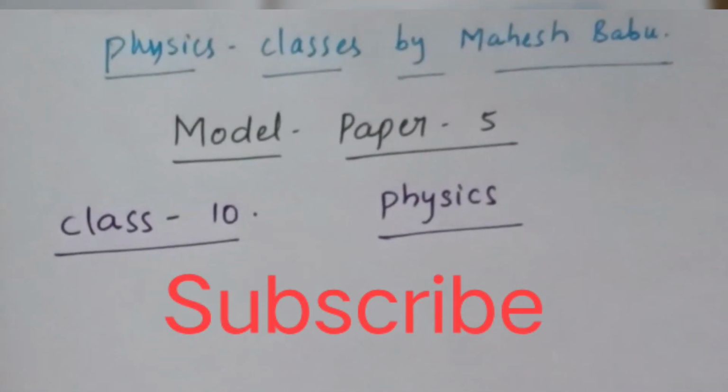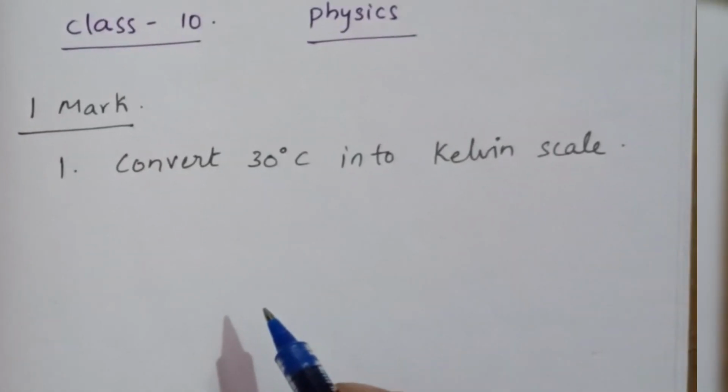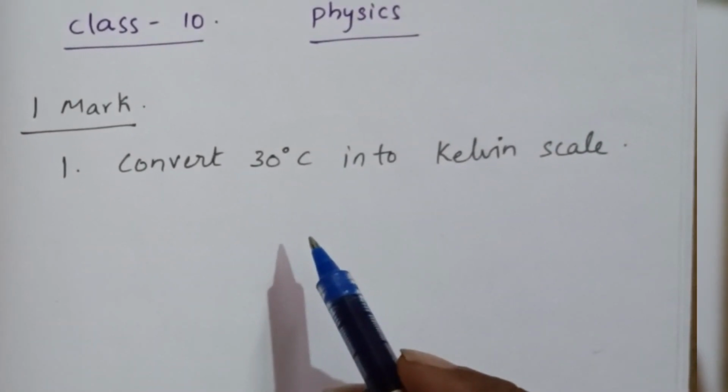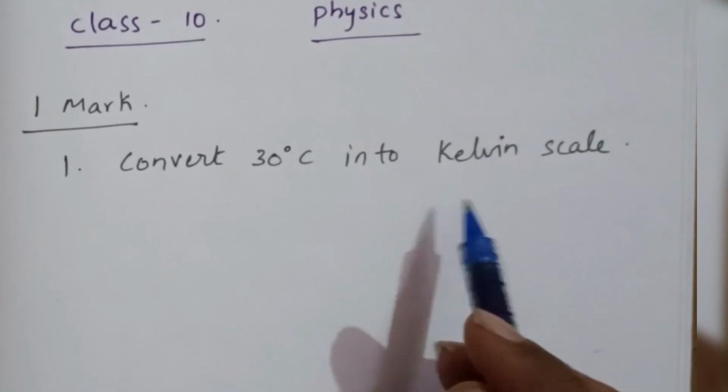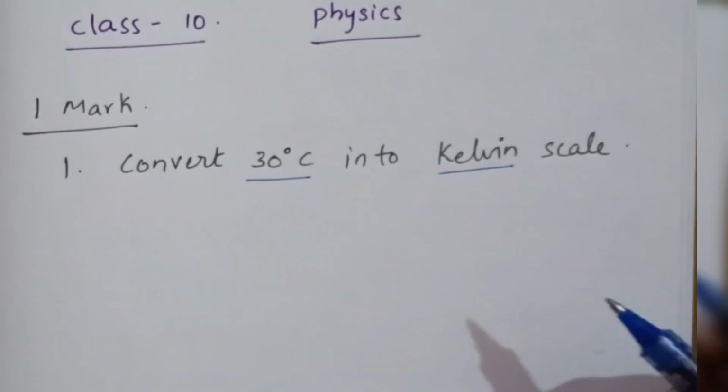Now we are discussing model paper 5, class 10 physics. 10th class model paper 5 physics we will discuss. Now one more question. First question is convert 30 degree Celsius into Kelvin scale. 30 degree Celsius into Kelvins.